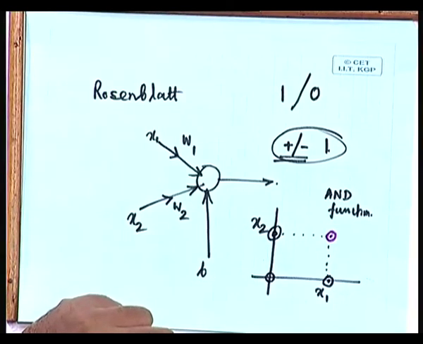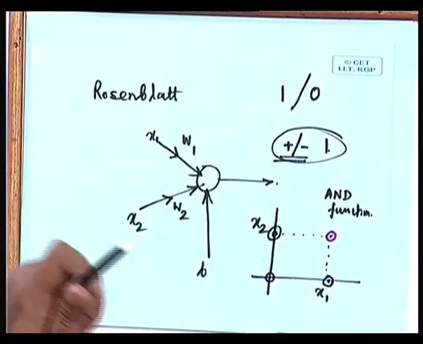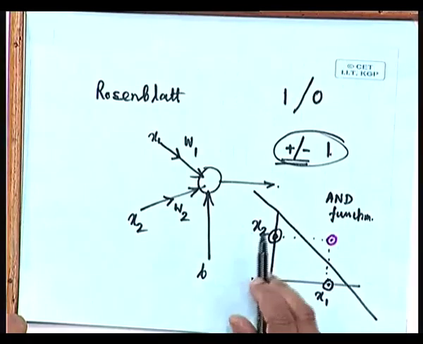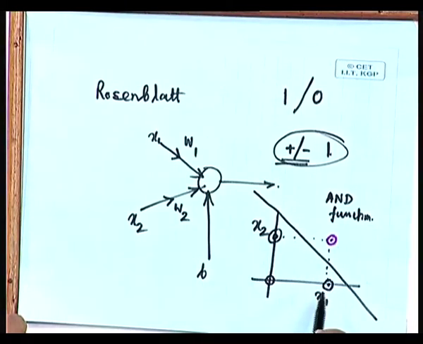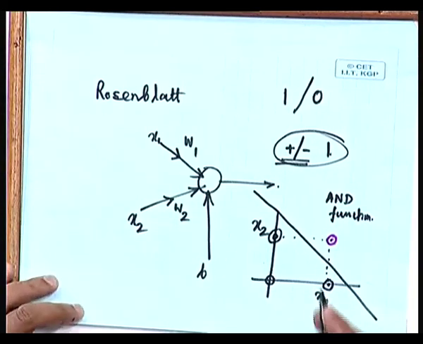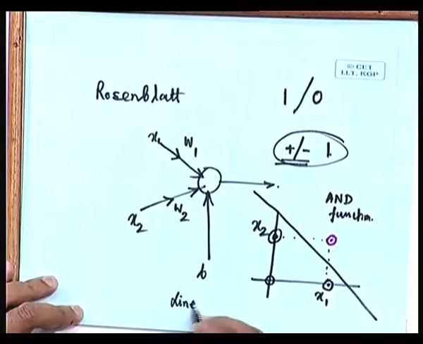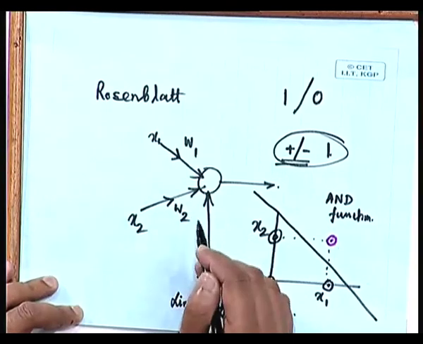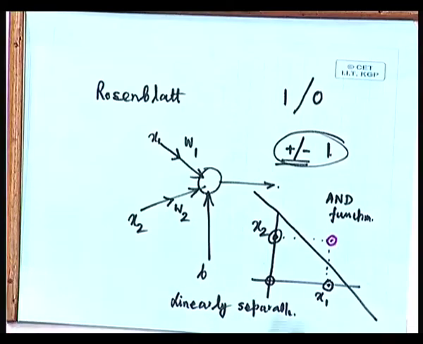Now, is it a linearly separable pattern? Yes. Very clearly, because we can consider a line like this which is going to separate the patterns giving response equal to 0 from those patterns which are giving response equal to 1. So, this is linearly separable, and naturally a 2 input perceptron can solve this problem.